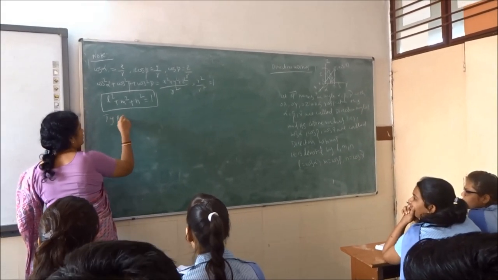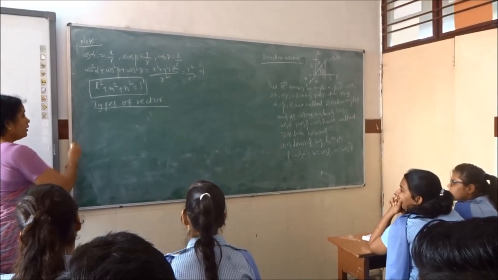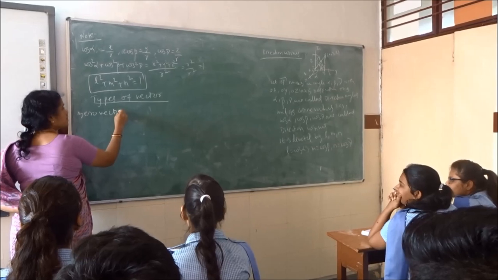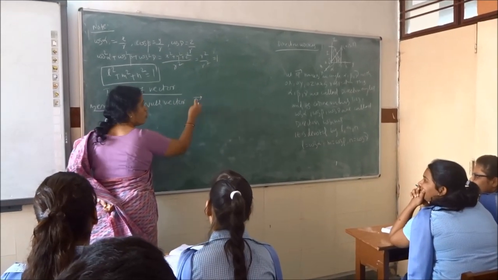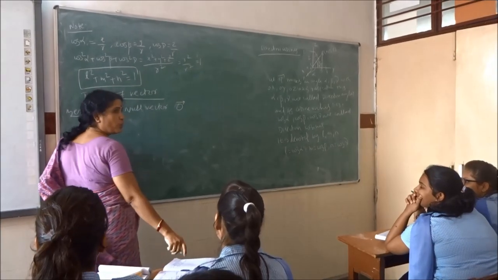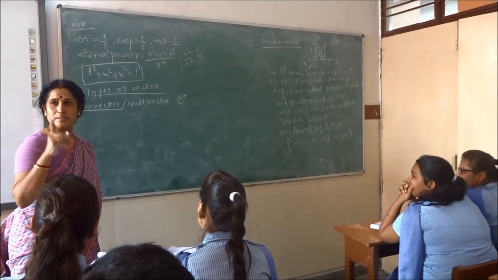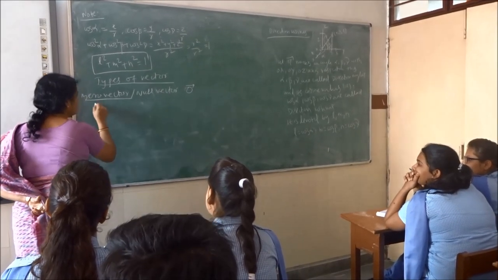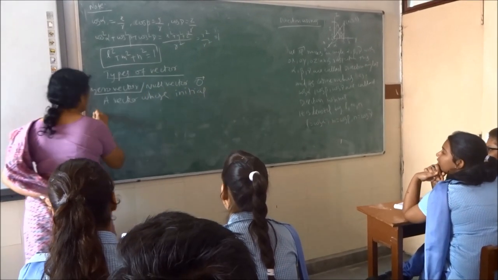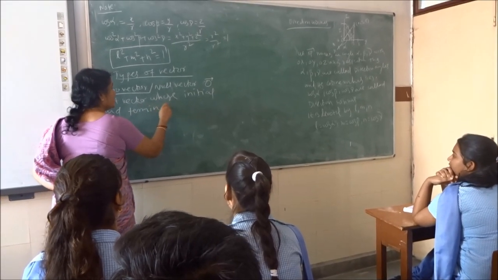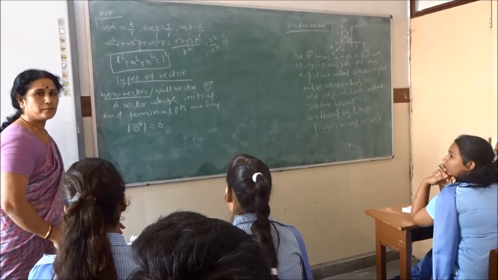Now I am telling you types of vector. Definition may be one more question, but I am trying to explain the basic ideas. First of all, the zero vector, otherwise we say null vector. It is denoted by O, not zero. It is 0i plus 0j plus 0k. It means a vector whose initial and terminal points are the same. So the magnitude of this vector is zero.